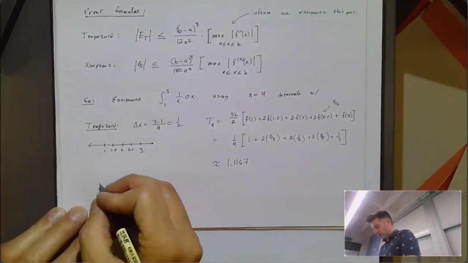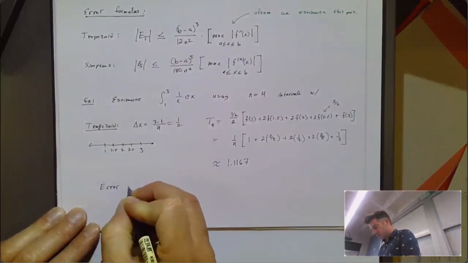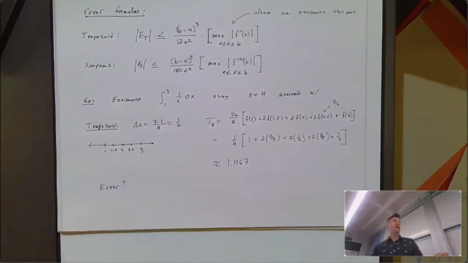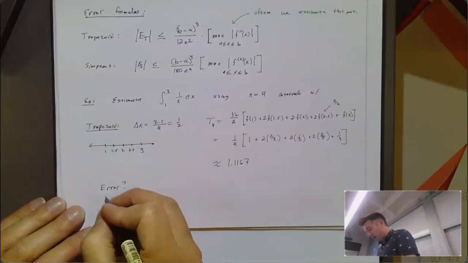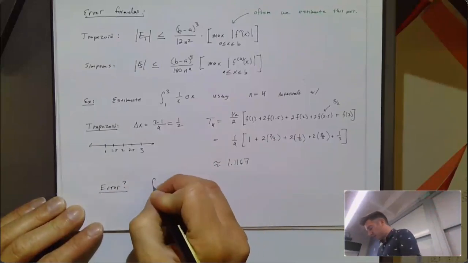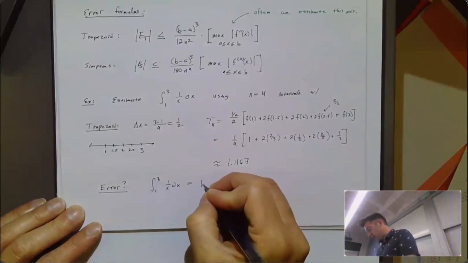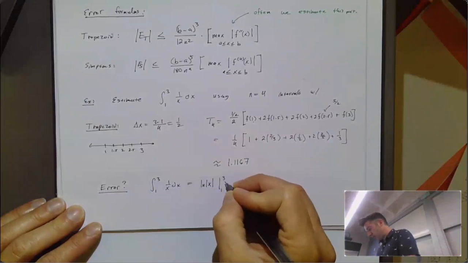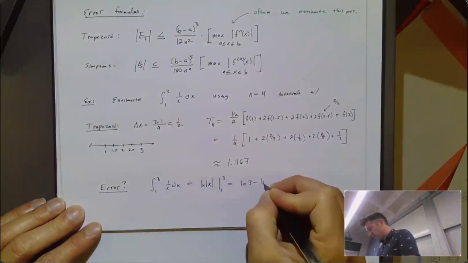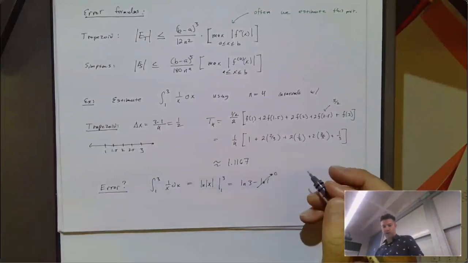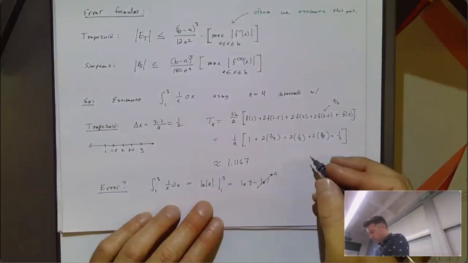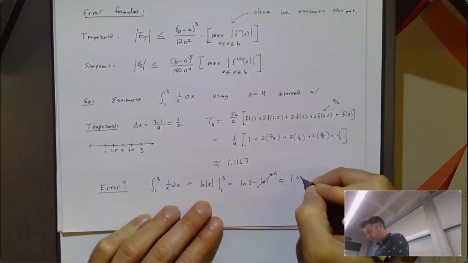What about the error? For this problem, we can actually calculate the exact error, because we can calculate the exact integral. So we're going to calculate the exact error first, and then see what the error estimate would be. The integral is the antiderivative, the natural log of the absolute value of x, evaluated from 1 to 3, which is the natural log of 3 minus the natural log of 1. The natural log of 1 is 0, and the natural log of 3 is approximately 1.0986.